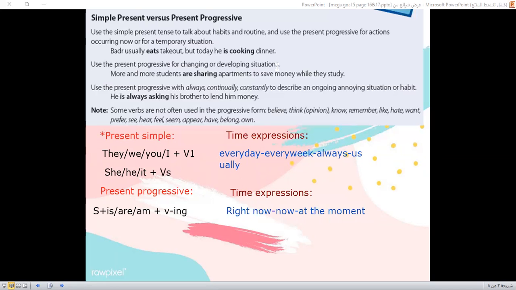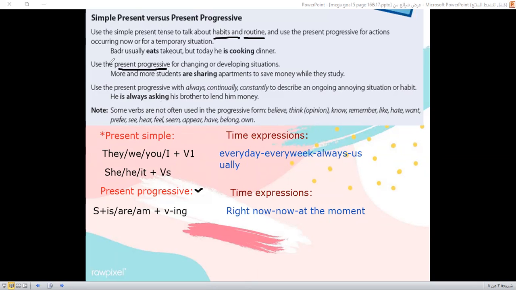But let's see here what is written in the book. As it says here, the present simple would be with habits and routines. The present progressive is sometimes for a changing or developing situation. If the situation is changing all the time, then you should write it in the present progressive. For example, let's say that now I am gaining weight. I'm getting heavier, so I will use the present progressive. I will say that I am gaining weight.